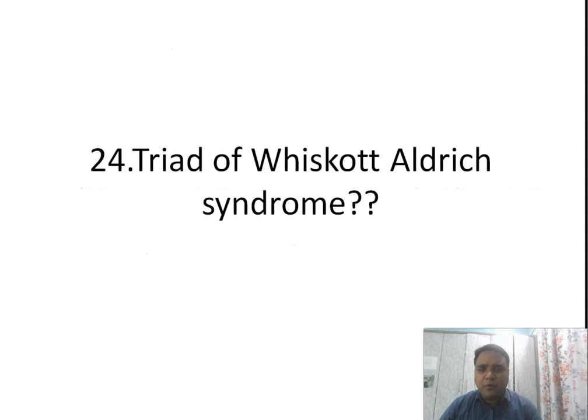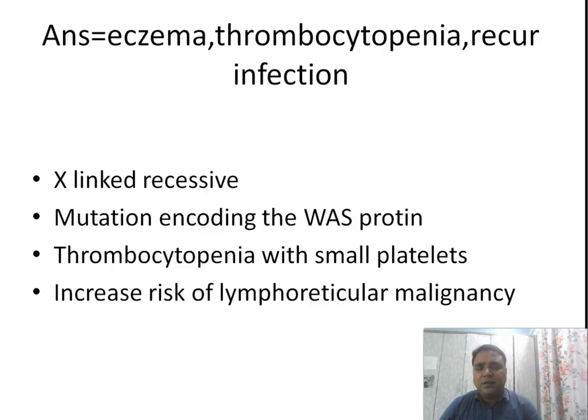Next question, the triad of Wiskott-Aldrich syndrome. The triad is eczema, thrombocytopenia and recurrent severe bacterial infection. To know something about Wiskott-Aldrich syndrome, it is an X-linked recessive disease, with a mutation in the gene encoding the WAS protein. Here you get recurrent bacterial infection, thrombocytopenia and eczema. The thrombocytopenia is with small platelets, so we have to remember that the platelets will be small, and there will be an increased risk of lymphoreticular malignancy.